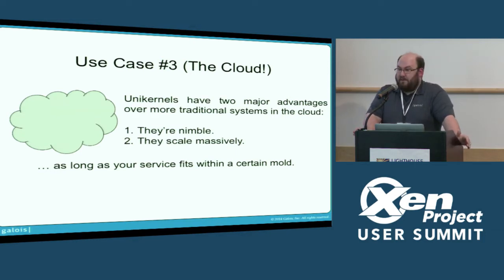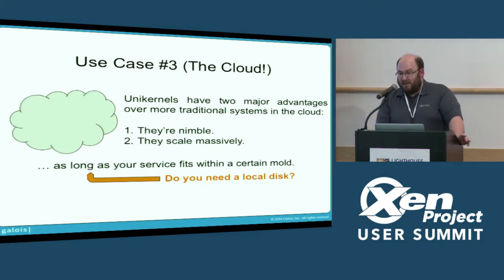Unikernels have two major advantages over most of these systems. The first being they're very nimble because they're very small, and they scale massively, also because they're very small. This is true as long as your system fits in a certain mold. I have a general rule of thumb for determining whether you're in this mold or not, and that is basically, do you need a local disk? If you think about the service that you want to put in the cloud and think, I need a disk to do this, my experience is that as a rule of thumb, unikernels are probably not what you want. On the other hand, if you think, oh yeah, clearly this doesn't need a disk for anything, then unikernels might be something you want to think about.